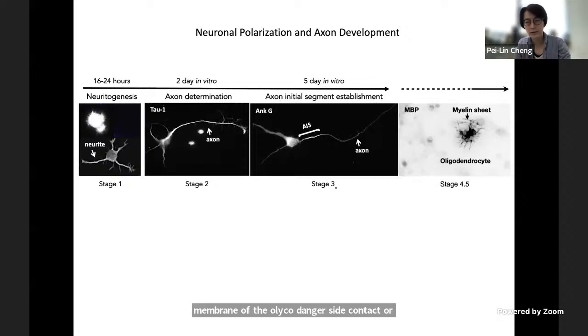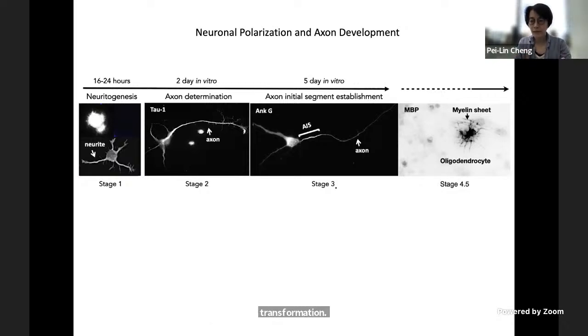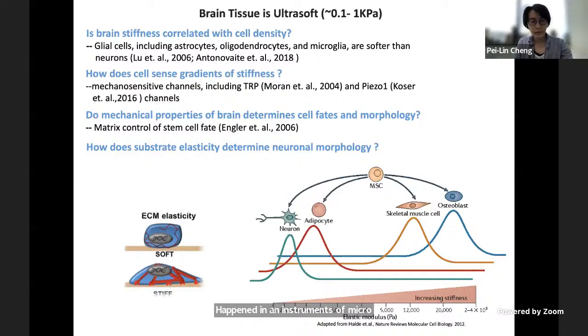And all of this robust, multiple-step morphological transformation happens in an extremely soft mechanical environment. Our brain is the softest organ in the body. There are some open questions I won't go through today, but we already have some answers. For example, the stiffness will not increase as the cell density increases, because the cell itself is the softest element in the tissue, and even glia cells are softer than neurons.